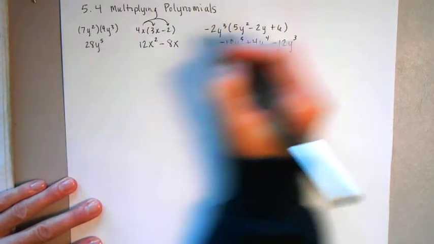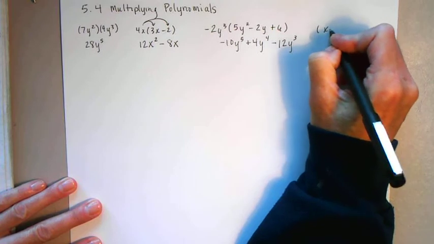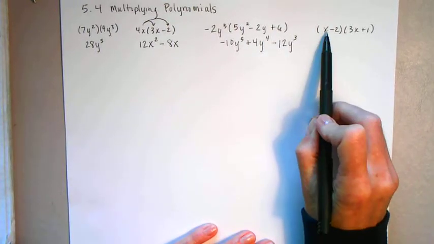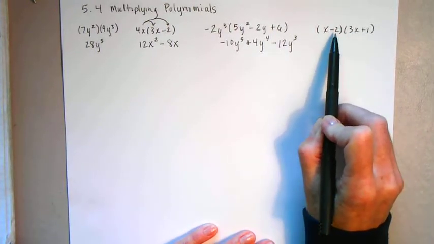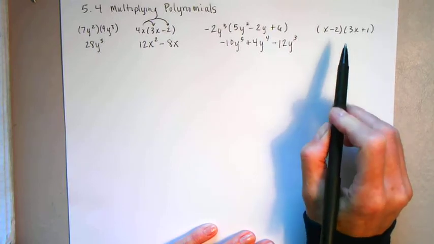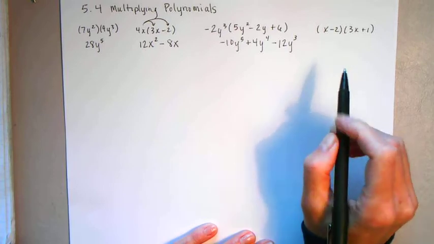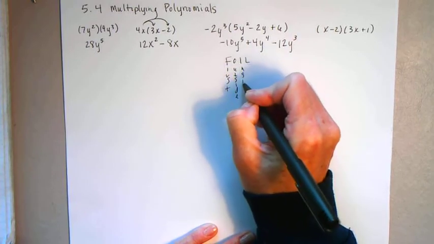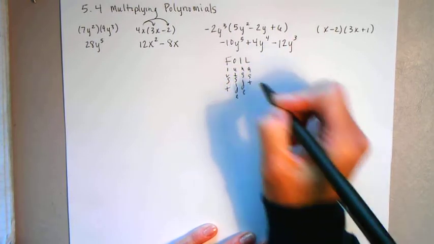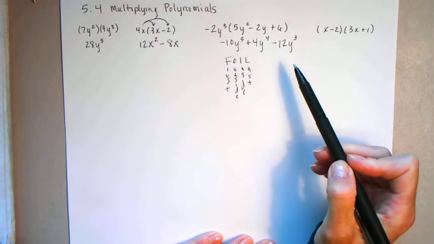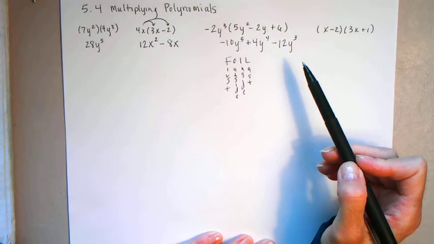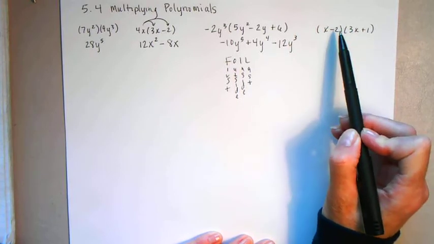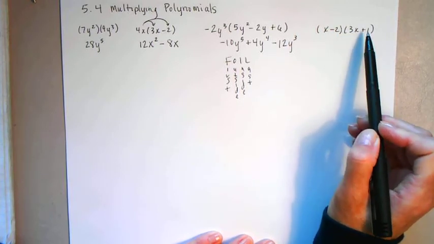Now, this is where it gets fun. What if I give you a binomial times another binomial? Now, the idea here is that you need to take x times both of those and negative 2 times both of those. And so some of you have probably heard the word FOIL, for first, outside, inside, last. That is a method that lots of people like because it keeps like terms together, and you'll see what I mean in a second. And it makes sure that we multiply x times both of those and negative 2 times both of those. So I'm going to FOIL this.